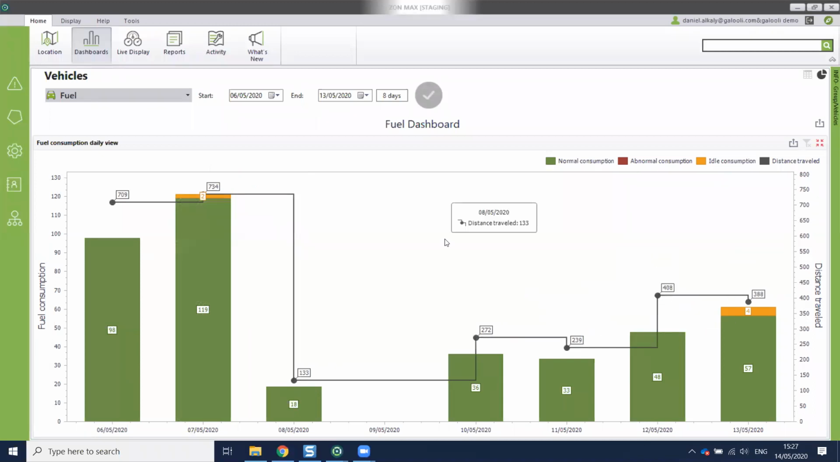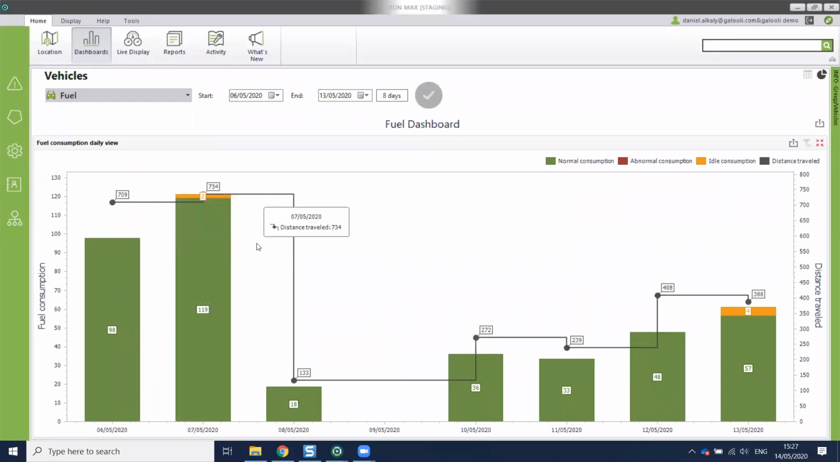So basically the idea here is to, one, identify days where we're seeing abnormal or idling consumption, which are significantly higher than the standard operational consumption. And we're also checking if there's a correlation between the distance traveled and the actual consumption of fuel.